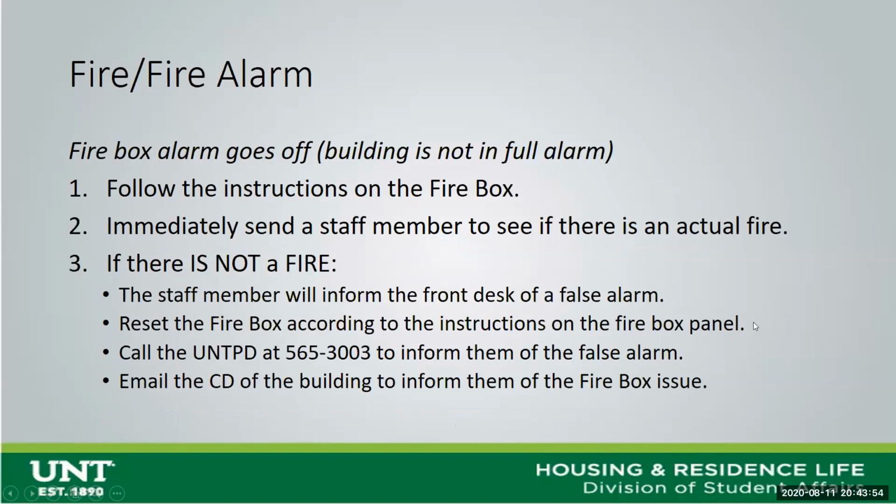The firebox alarm goes off, but the building is not in full alarm. You're going to follow the instructions on the firebox and send a staff member to see if there's an actual fire. The firebox will give you a location. If there is not a fire, the staff member will inform the front desk of a false alarm. We'll reset the firebox according to the instructions on the panel, and then of course call UNTPD to inform them of the false alarm, and email the CD of the building to inform them of the firebox issue.